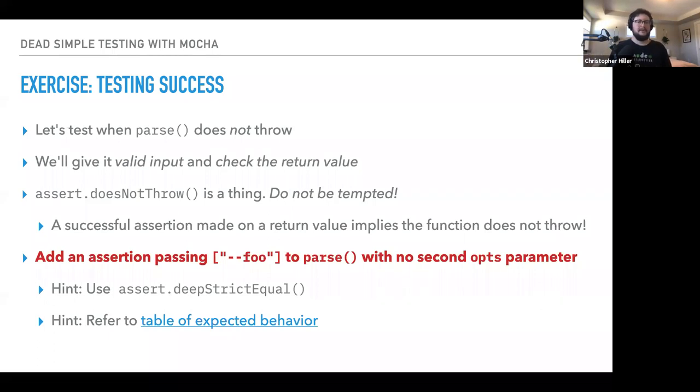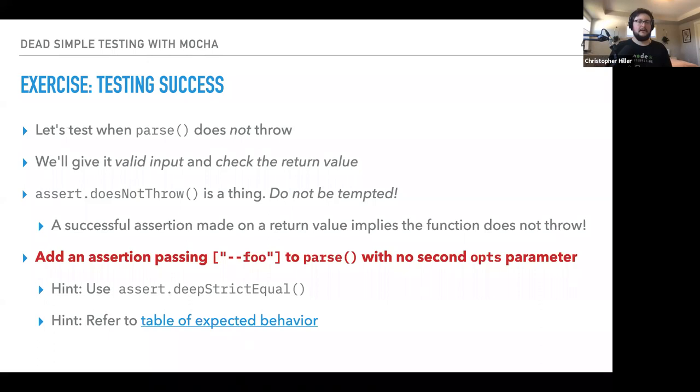So what we want to do is add a third assertion. Your args.spec.js should have these first two assertions about the exceptions. It should have a third assertion now. And we want to pass this array right here. It's just an array with one element, and that element is dash dash foo, and it's a string. And we want to pass that to parse, and we don't want to pass options.